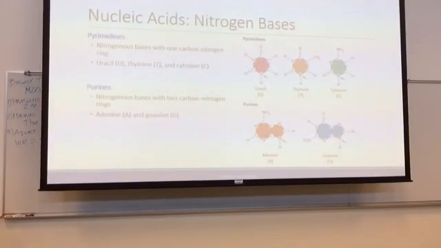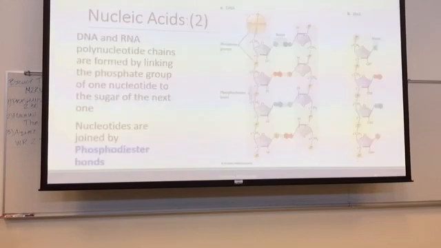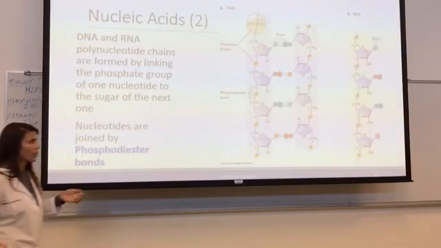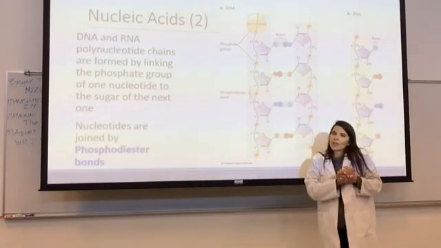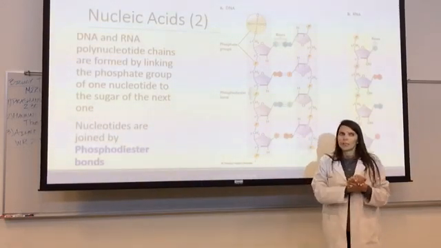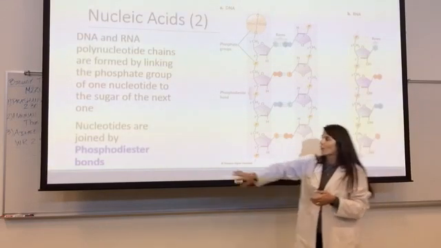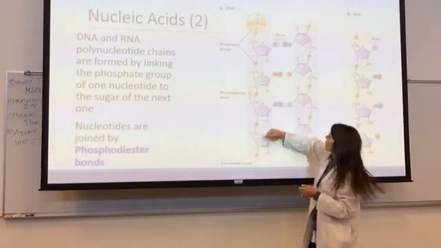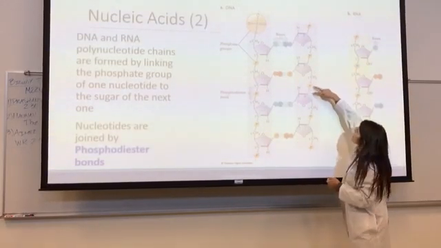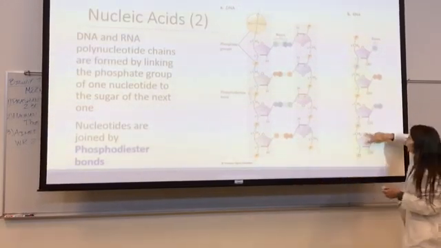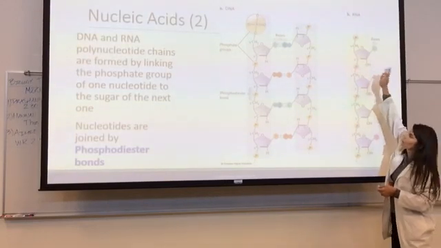Questions here? Here is a diagram, and there are a couple of things I wanted to show you. First of all, what's the type of bond I'll find in nucleic acids? Phosphodiester. Phosphodiester bonds, and those are located here along the sides.